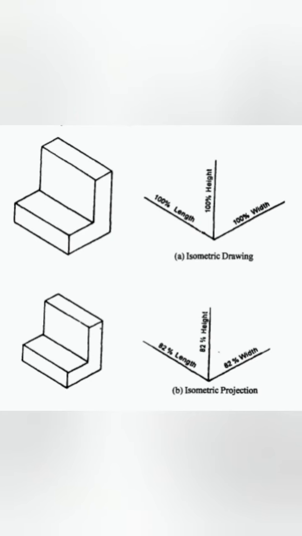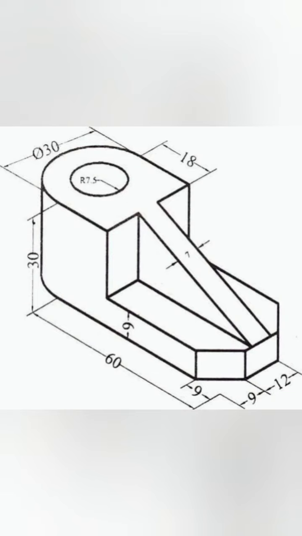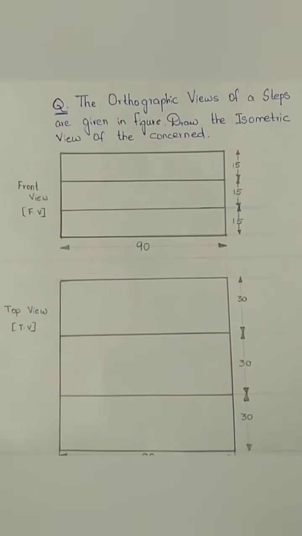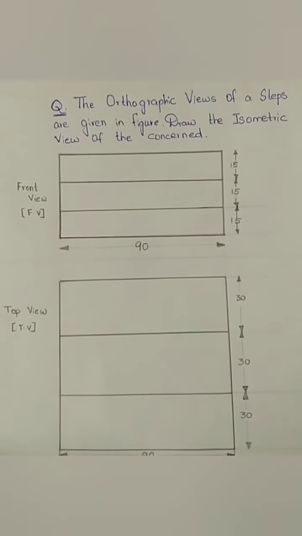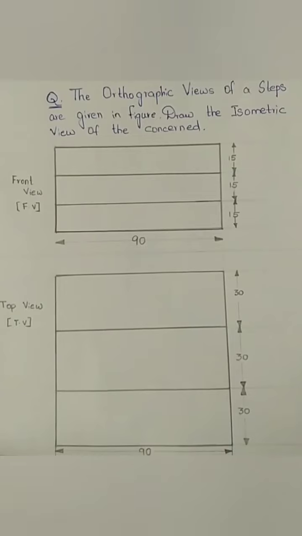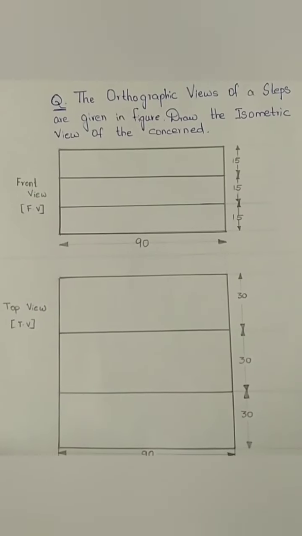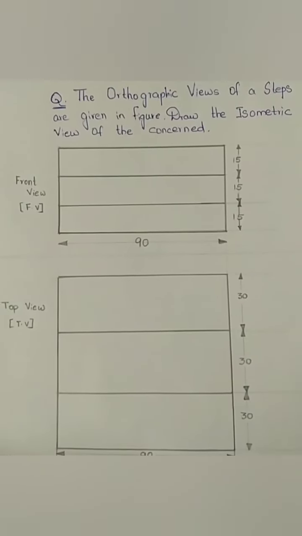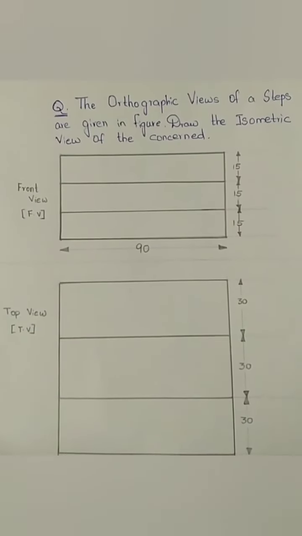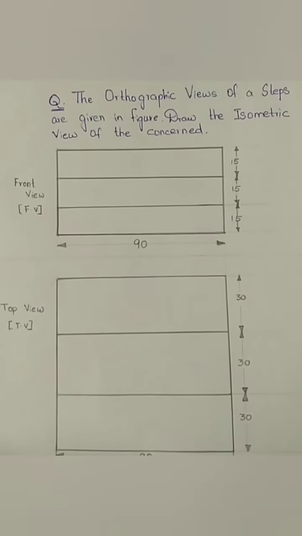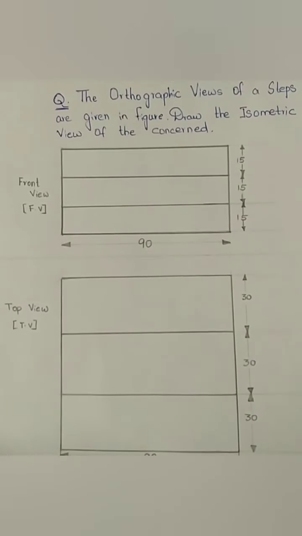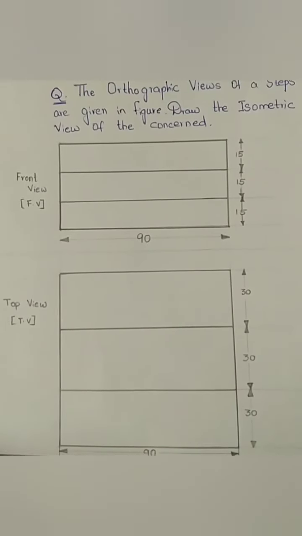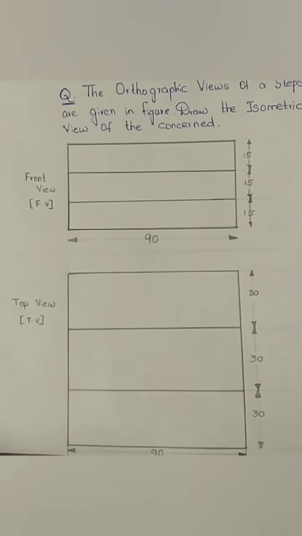So this has three dimensions and the question is like this. The orthographic views of steps are given in the figure. Draw the isometric view of the concerned object. So here we have two views, front view and a top view. With the projections of front view and top view, we are going to construct the isometric view of the given object.